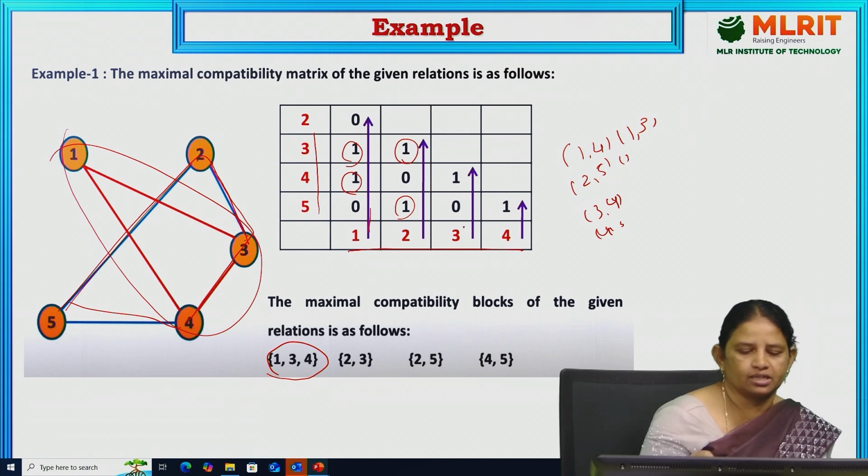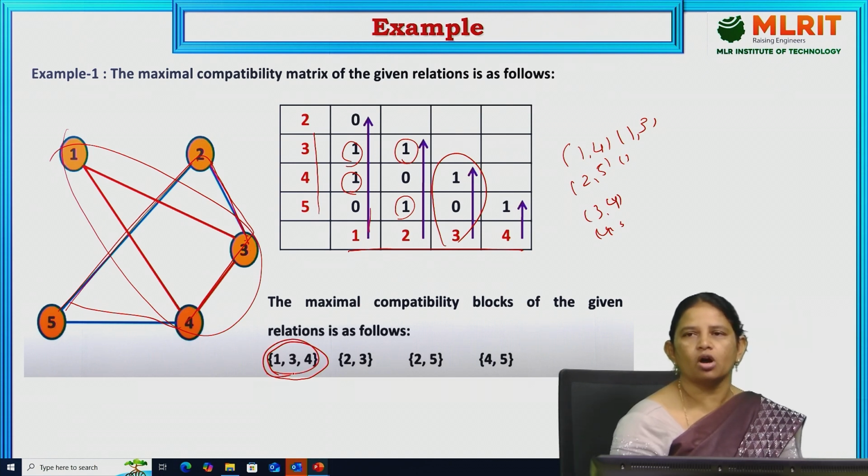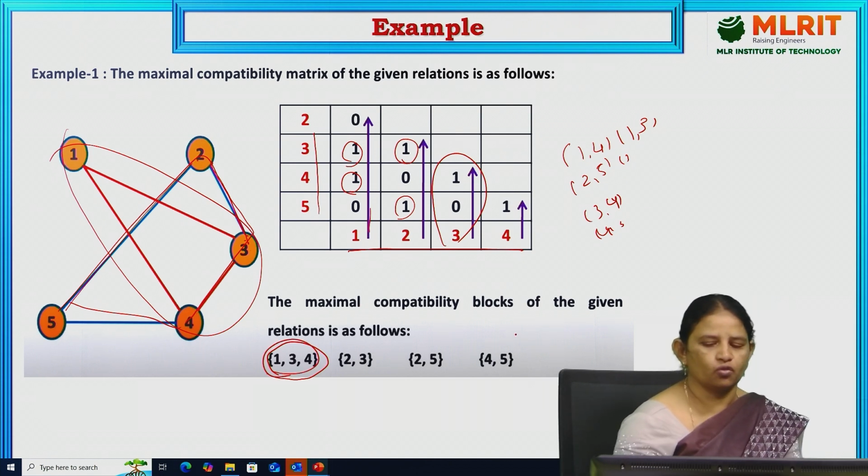We have to split the remaining. 3, 4 is there, but it is already covered in the first block. No need to write again. Next, 4, 5. So, we can consider it as a separate block.